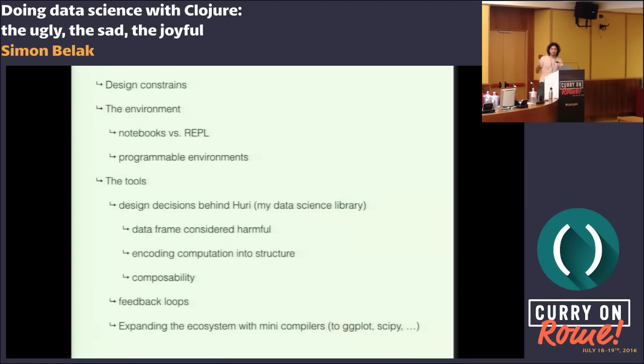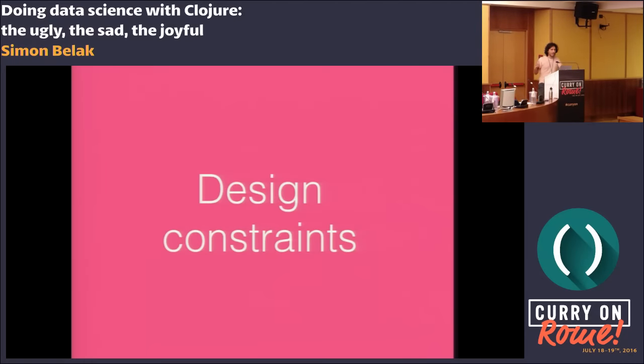Right, so before getting started, can I have a quick show of hands, how many of you already know Clojure? Okay, and how many of you have actually worked in Clojure? Okay, cool, thanks. So I can adapt to the level, and I won't go too much into details about Clojure. Okay, so let's start with the design constraints.